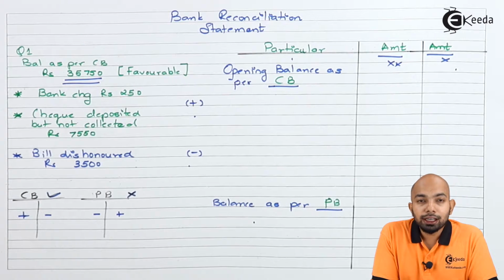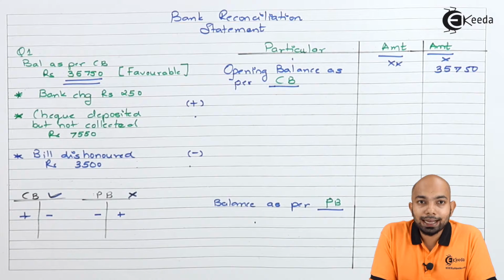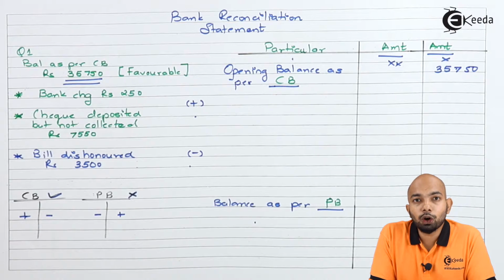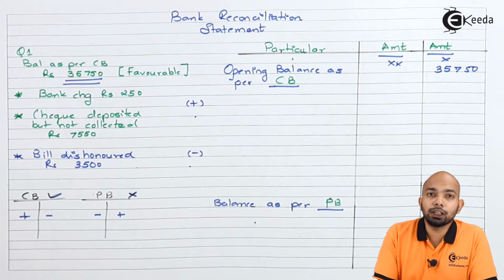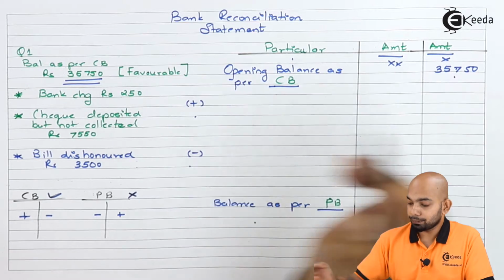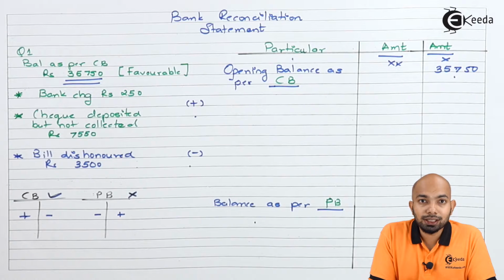As we have mentioned that the favorable balance as per the cash book is 35,750, let's go ahead and put that transaction. This transaction has been mentioned here as this specific transaction requires no addition or subtraction. Hence, when we talk about the favorable balance or the opening balance or maybe unfavorable balance, it goes here. Now let's go on to the transaction.